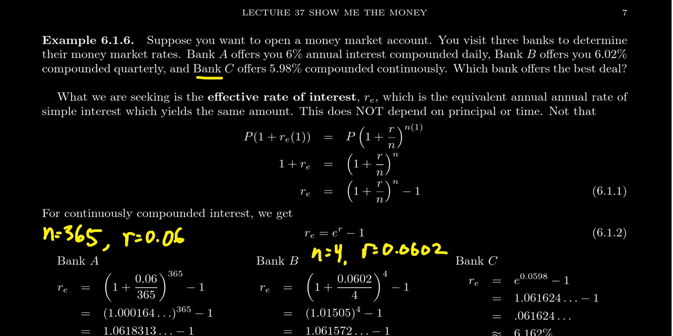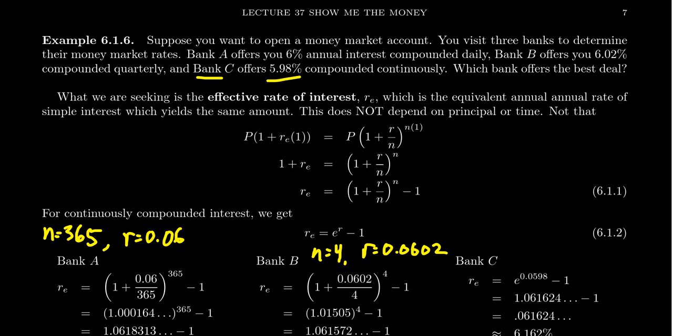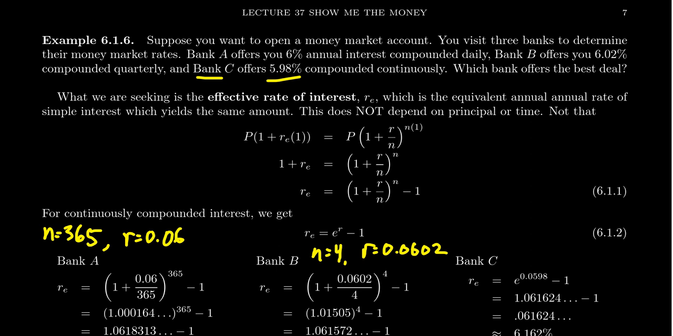And then Bank C wants to offer you 5.98% interest compounded continuously. Wow, that's great, right? Your number of compounds is infinity. You can't do better than that. But your interest rate is smaller. You're going to get 0.598. So who's the best choice, right?